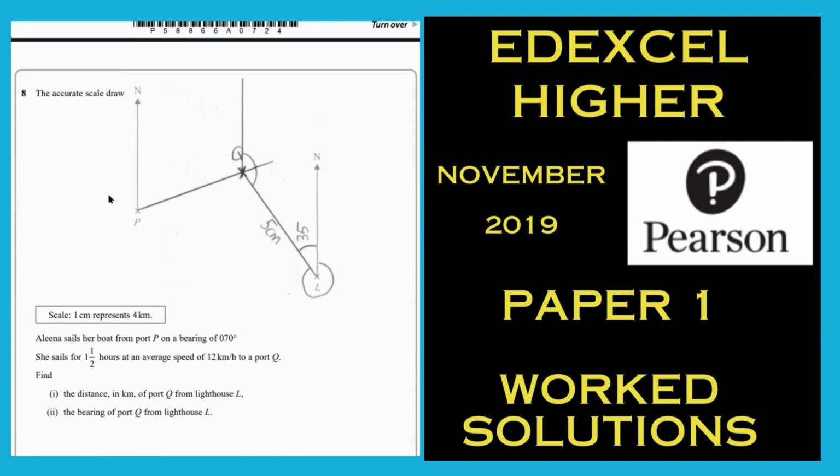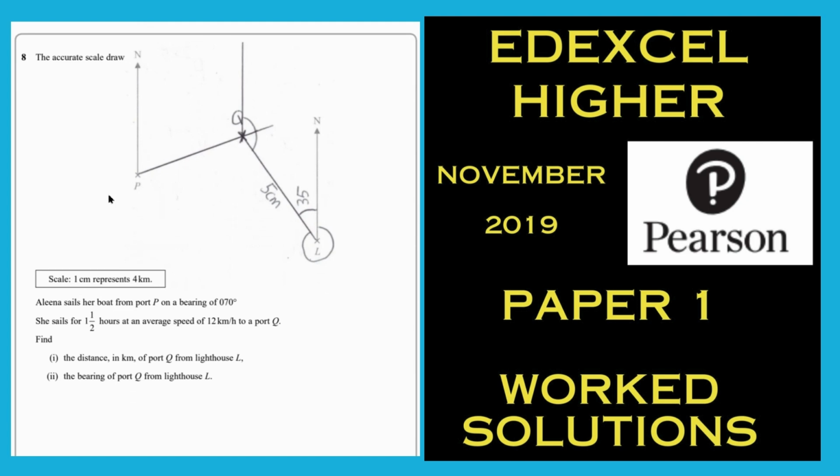Again with number 8, scale drawing, can't really do it on an electronic pen. So there's the cut and paste from my work solutions, because I've already done these on my worked answers. Lena sails on a bearing of 70 degrees. You get your protractor and you measure 70 to get the bearing. She sails for 1.5 hours. If you're doing 12 kilometers per hour, you'll do 12 in the first hour and 6 in the half hour. In other words, 18 kilometers in total.